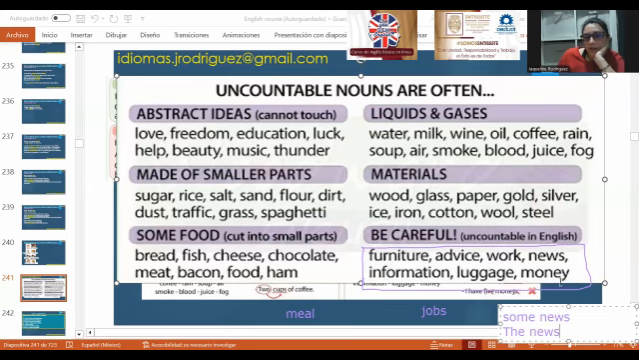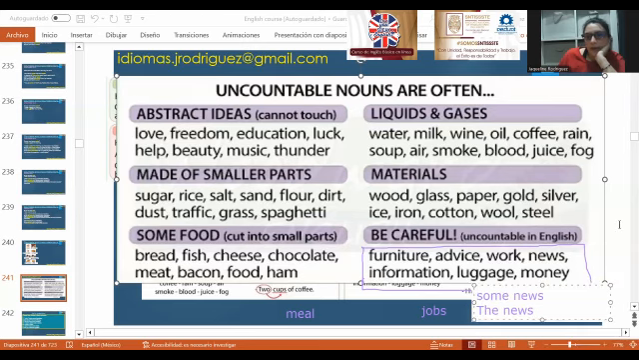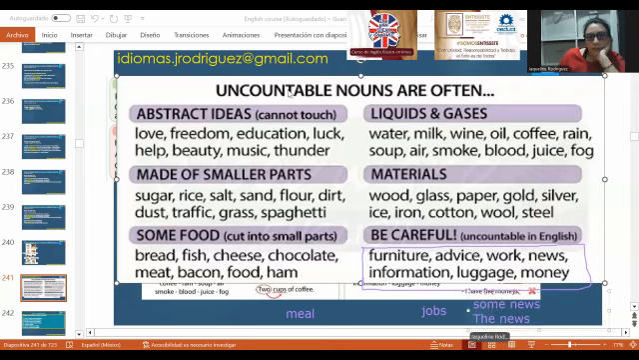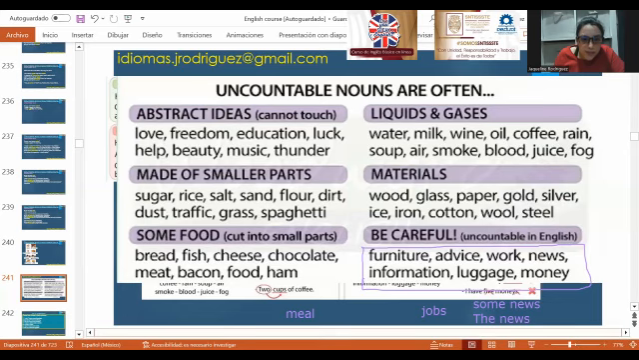Information, we just checked that. Luggage, el equipaje. ¿No? Equipaje. Es uncountable. A lot of luggage or a few luggage. Poco equipaje. Then, money. Money, dinero. It is uncountable in Spanish too. Yes, because we don't say un dinero, dos dineros, no. It is uncountable too in Spanish. Okay, so if you want to take a screen of this too, it will be fine. And if you have any doubts, you can send me an email.